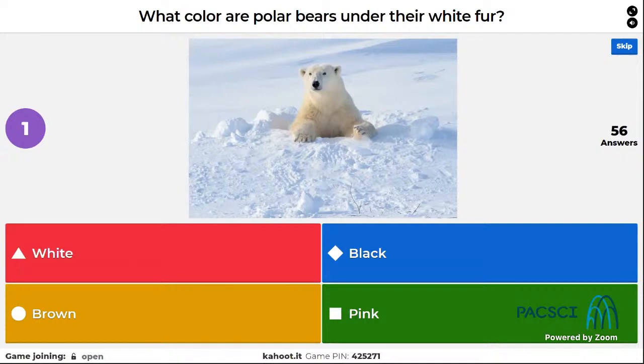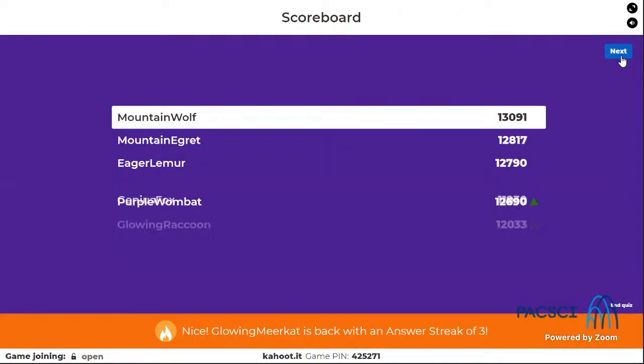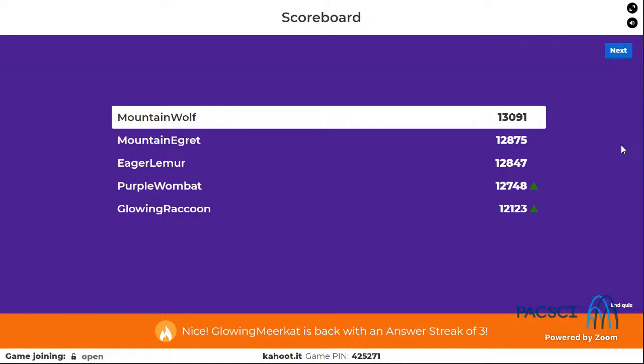All right, let's see if all of our answers are happy after this question result comes in. Many of them are. It is black. Yeah, that black skin helps to absorb heat and keep them warm in a pretty hostile and cold environment. All right, so did that change our leaderboard? It did a little bit. Glowing Raccoon is now on the board, and Glowing Meerkat has an answer streak. So we've got some glowing animals coming in.